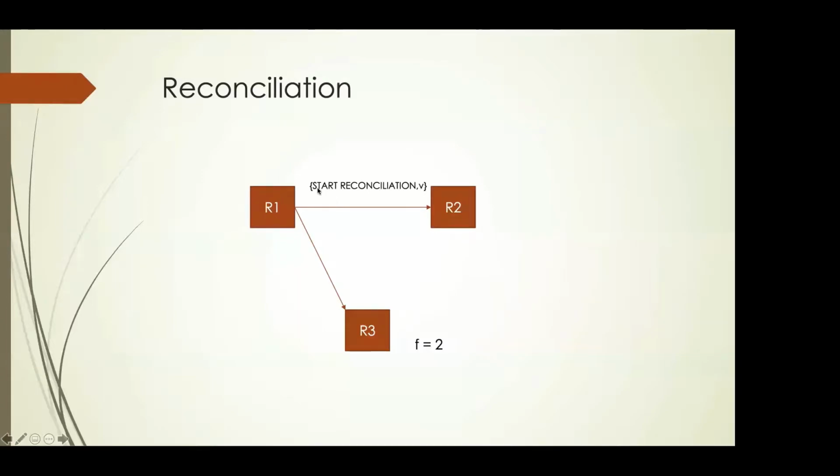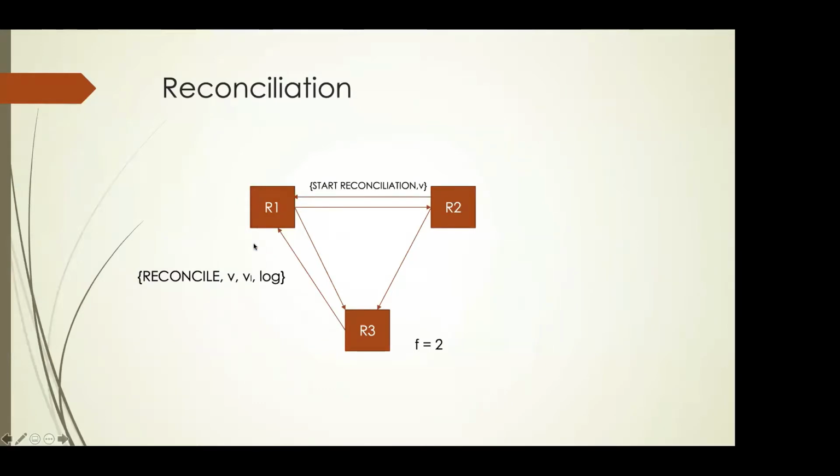In reconciliation, suppose a replica starts reconciliation. What it does is send the start reconciliation message and the view number to other replicas, and then the other replicas see the message and start sending it to other replicas as well. If a replica receives f reconciliation messages, it then sends the reconcile message, where v is the view number and vl is its current highest view number, and then it sends the entire log to the leader.